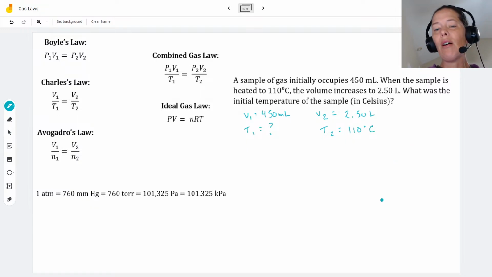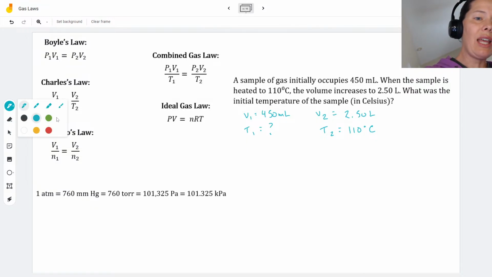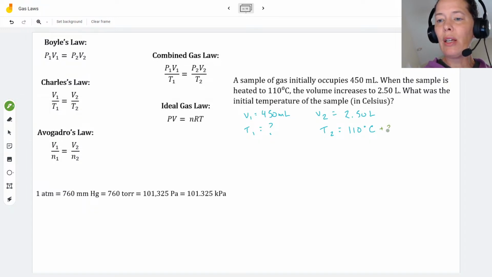So there are a couple of tricks here. First, we need to take Celsius just like we did before and convert that to Kelvin. Again, that is very simple. We are just adding 273. And that is going to give us 383 Kelvin.